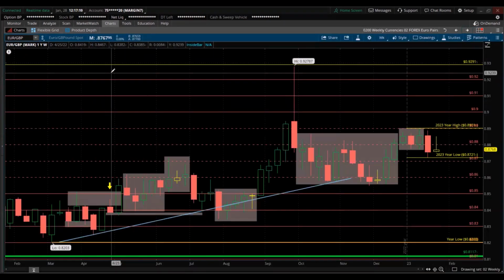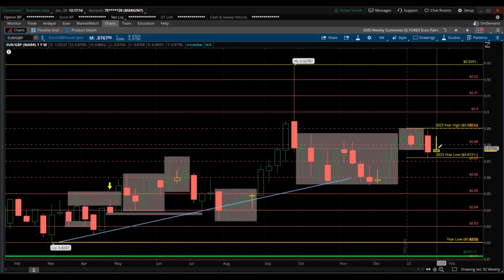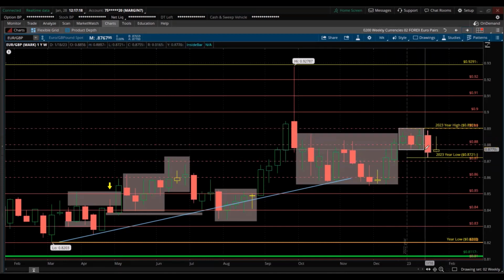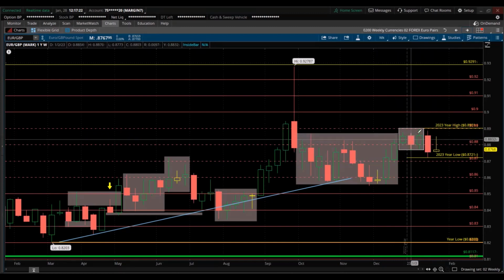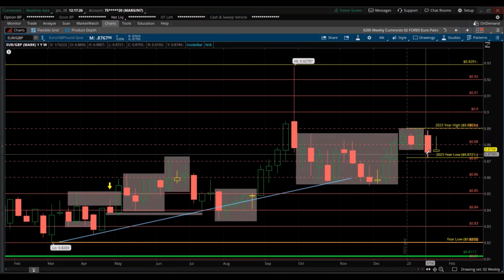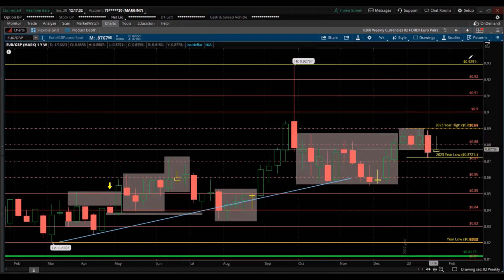Euro British pound, inside candle for the week, indecision. High for the year, low for the year. It's in a tight consolidation. You have two European currencies, indecision. But again, look at that. Those first few weeks, consolidation, move down. Yep, leaning bearish bias. This going down would be strengthening the British pound, weaker euro.